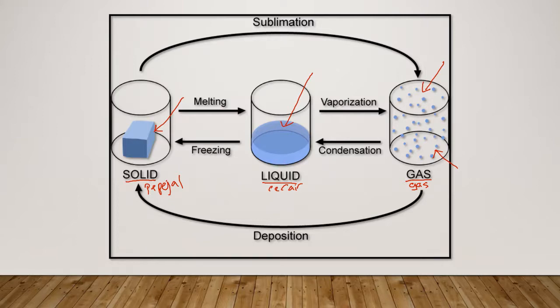Okay, the main changes of phase of matter are summarized in this picture. Ini dia punya rumusan, perubahan fasa. Liquid to solid, the process is freezing. Then solid to liquid, melting. Liquid to gas, vaporization. Gas to liquid, condensation. Gas to solid, sublimation. And solid to gas, deposition.